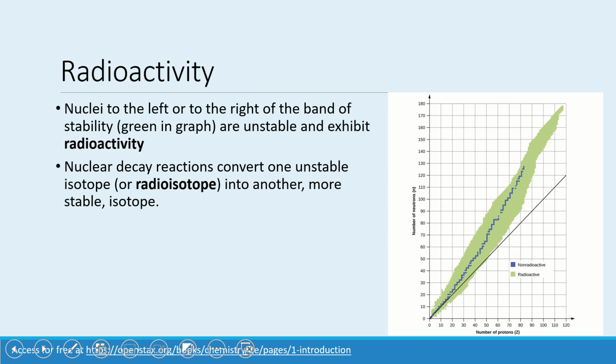So nuclei that are to the left or the right of the band, and then again, that's the green area, those are unstable. Those are going to represent radioactivity. And nuclear decay reactions are when you convert something that is unstable into another more stable isotope, as you try to migrate closer and closer towards that blue band of stability.